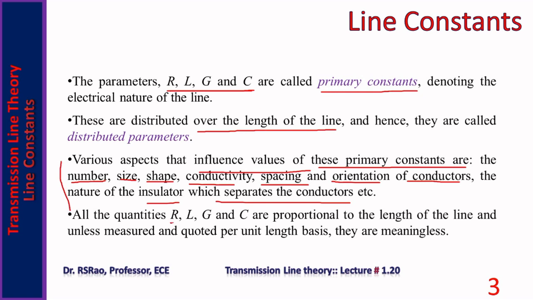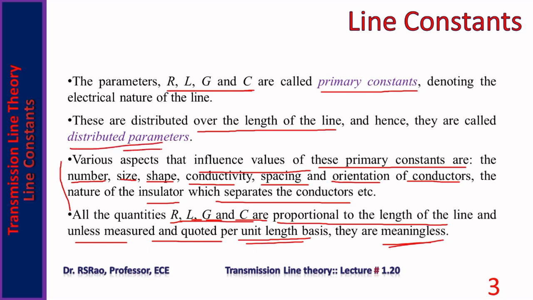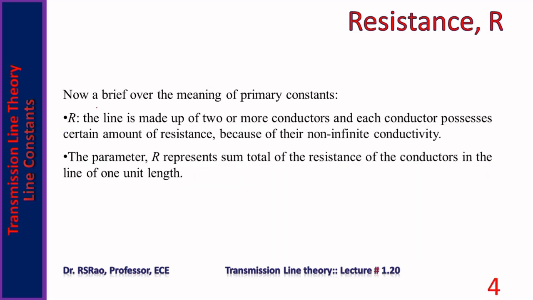All the quantities R, L, G and C, these are proportional to length of the line, and unless measured and quoted per unit length basis, they are meaningless because these are distributed parameters, not lumped ones. Now, a brief over the meaning of primary constants. R. First we consider R.